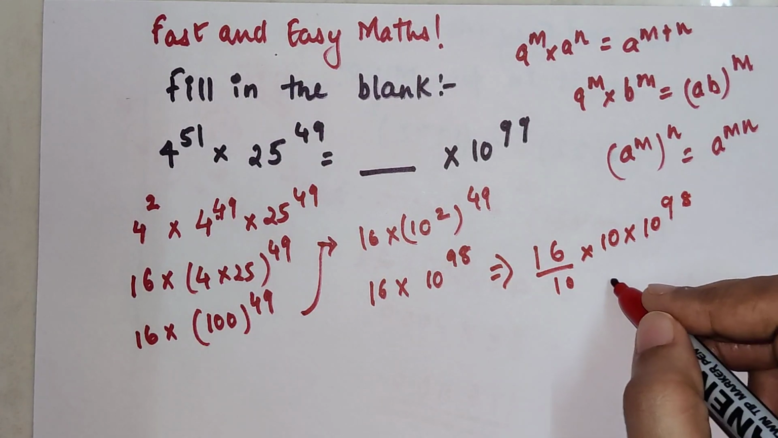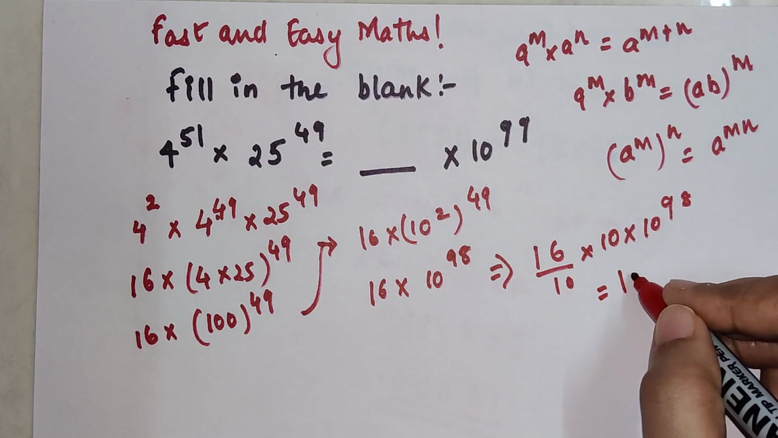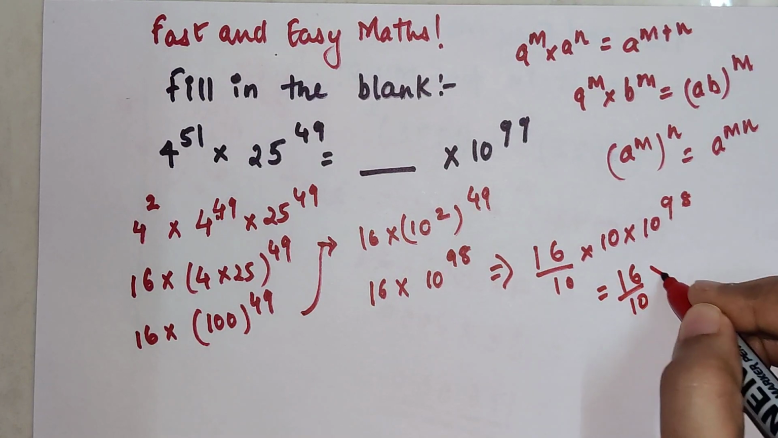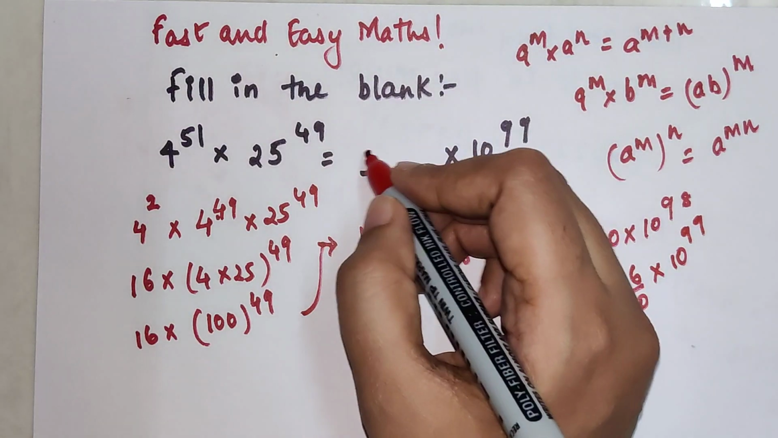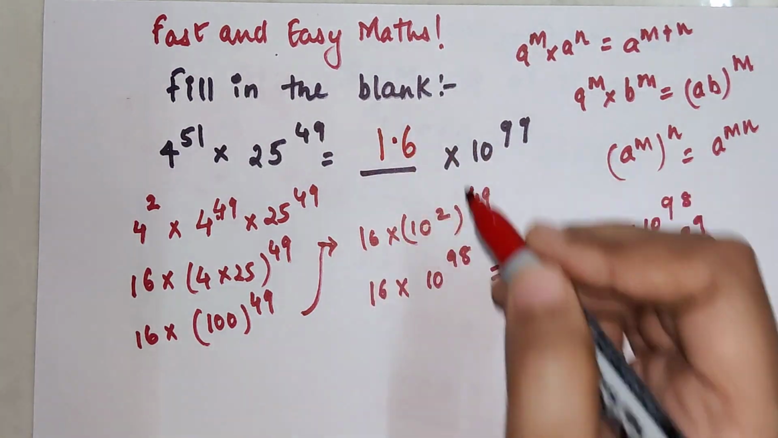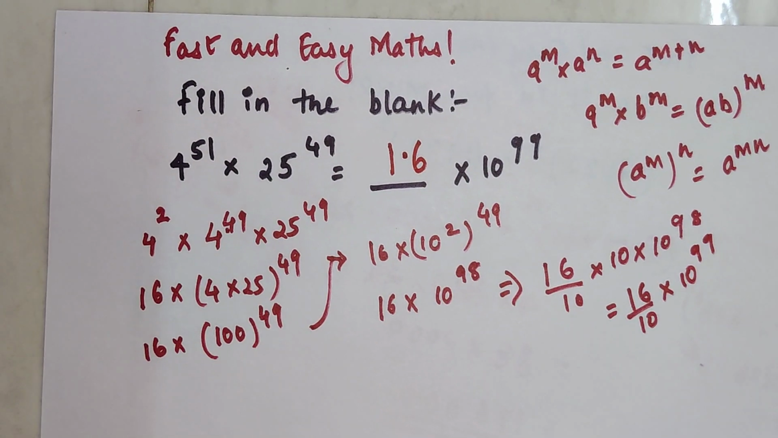This eventually now becomes 16 upon 10 into 10 raised to 99. So 16 upon 10 is nothing but what? 1.6. So the answer for this question is 1.6.